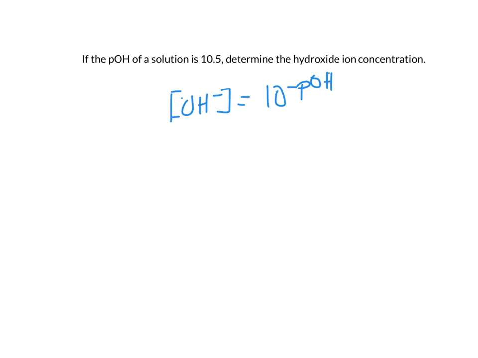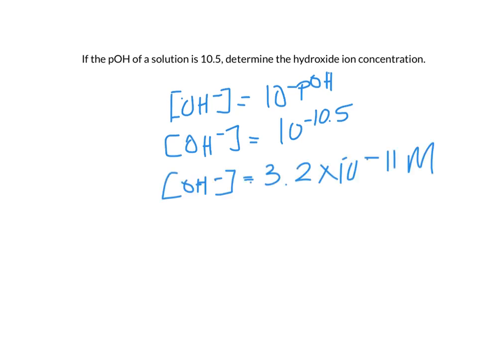And if you have a pOH and want to go back to the hydroxide ion concentration, we will do 10 to the negative pOH. This will be 10 to the negative 10.5, but don't leave it like that. Put it in your calculator. You get 3.2 times 10 to the negative 11th molar.